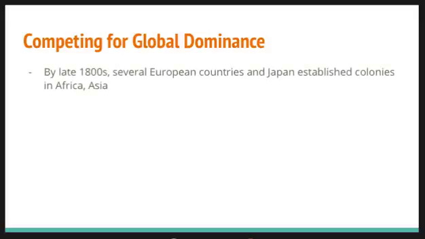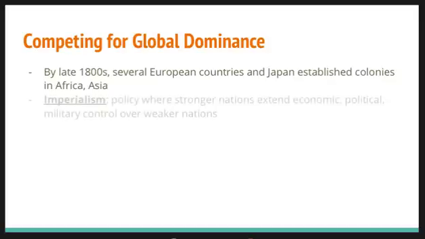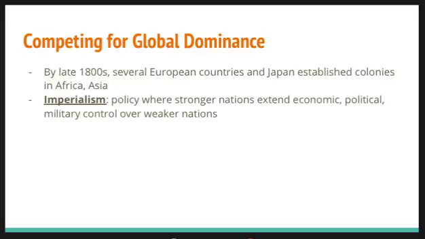By the late 1800s, several European countries and Japan had established colonies in Africa and Asia, countries like Great Britain, Germany, Belgium, and France, as well as Italy. And this is something known as imperialism. It's a policy where stronger nations extend economic, political, and military control over weaker nations.